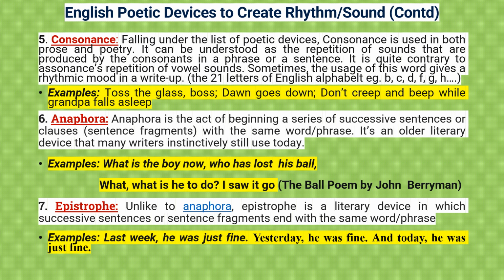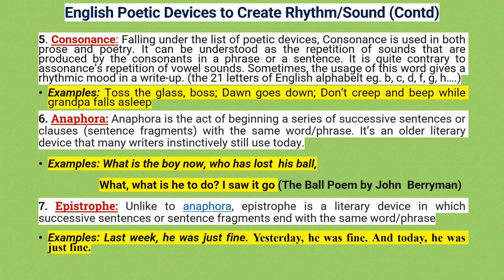The next poetic device is anaphora. Now what is anaphora? Anaphora is the act of beginning a series of successive sentences or clauses, that is sentence fragments, with the same word or phrase. Don't get confused, okay? It is an older literary device that many writers instinctively still use today. The best example I can quote is the poem The Ball by John Berryman, which is given in the First Flight, the main course reader.